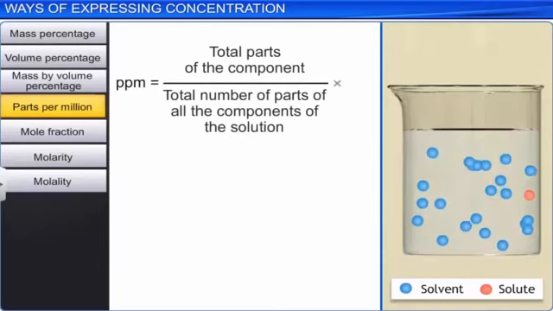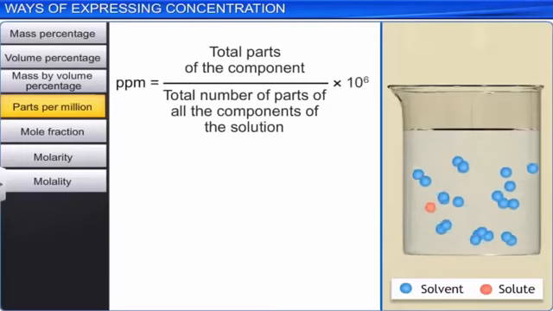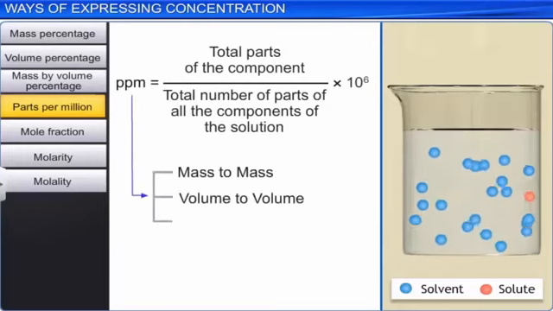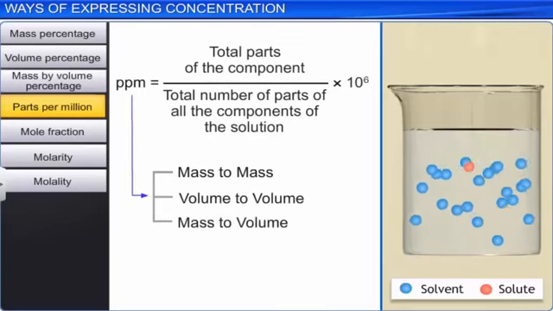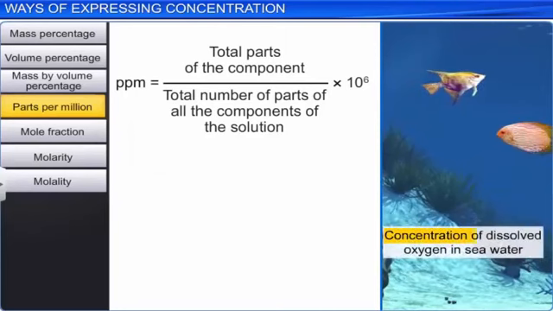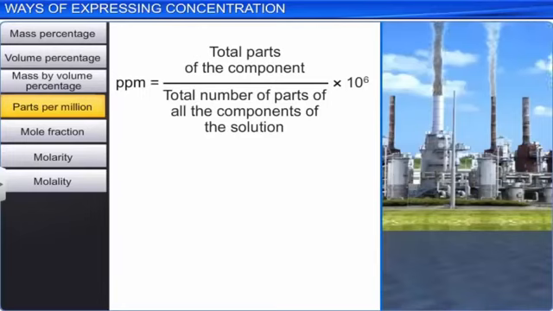The concentration can be expressed as mass to mass, volume to volume, or mass to volume. For example, the concentration of dissolved oxygen in seawater is 5.8 grams per 10 to the power 6 grams of seawater and is written as 5.8 ppm. Also, the concentration of pollutants in water or the atmosphere is often expressed in terms of ppm.